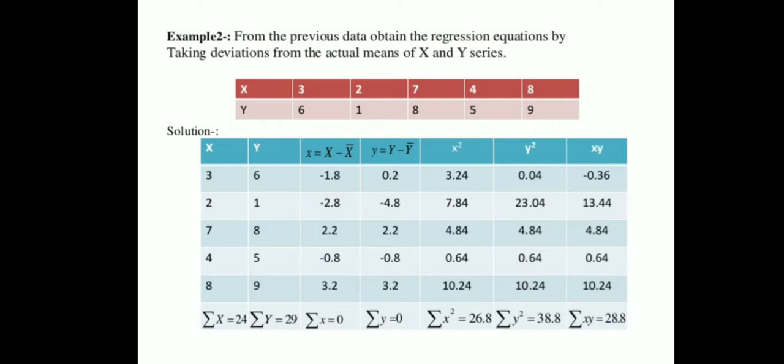Sum of x deviations and sum of y deviations should be 0. So if it is not 0, your calculation is wrong, because the algebraic sum of the deviations taken from the mean is 0. This is the property of the average.